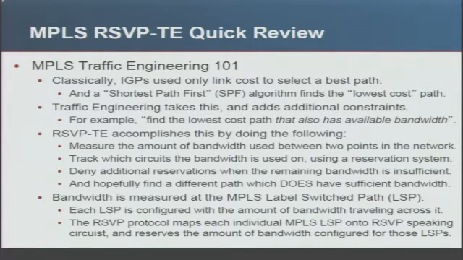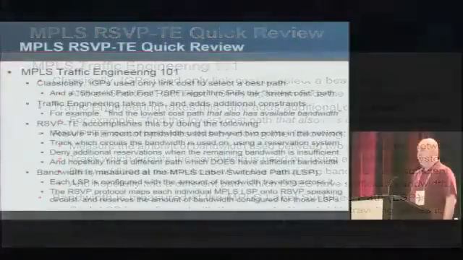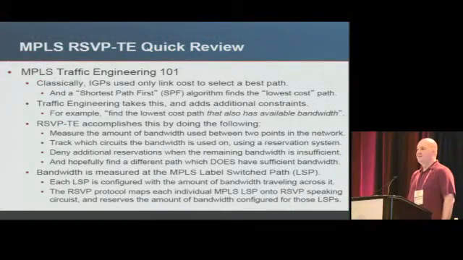So to do this, the common protocol is RSVP-TE. And the way that it works is it goes out, it measures the amount of bandwidth between two devices on a network, going over an LSP. It makes a reservation. It tracks what circuit that bandwidth is going over. And it will deny additional reservations if you run out of capacity. And then hopefully you'll be able to find a path that actually does have capacity, the goal being to be able to manage your network without dropping packets, even when you've got large complex topologies with lots of different available paths. And the bandwidth is measured at the LSP, the label switch path label.